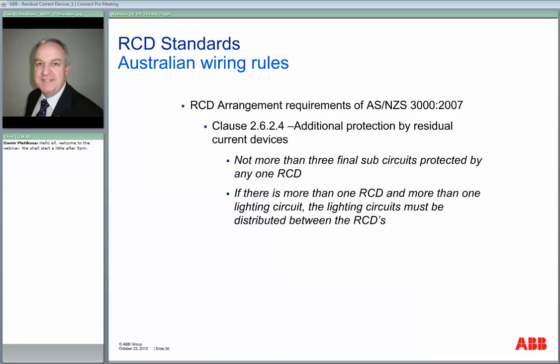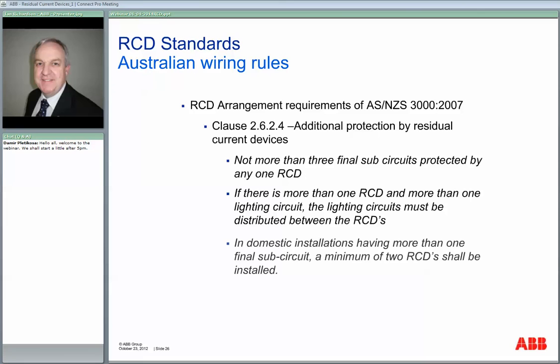If we've got more than one RCD and more than one lighting circuit, the lighting circuits must be distributed across multiple RCDs. This takes care of the case where all of your lights are under one RCD and all of your power under a separate RCD, so that when your lights trip, all the lights in the house go out. So the standard considers that and has made a recommendation there.